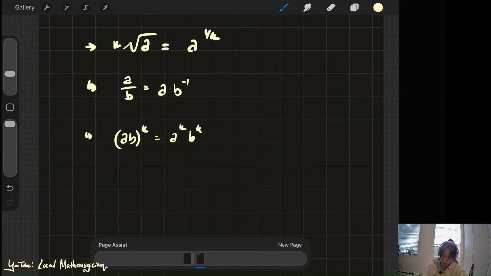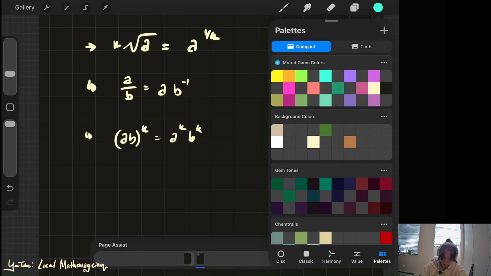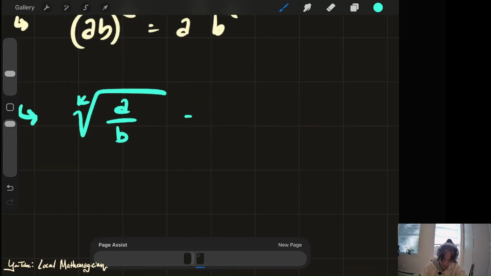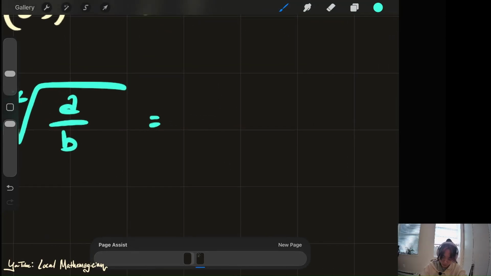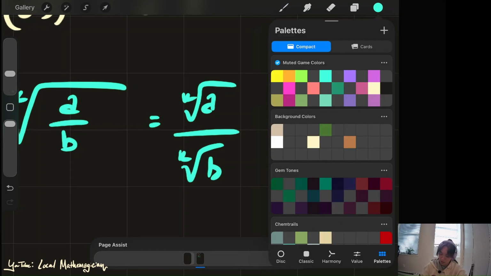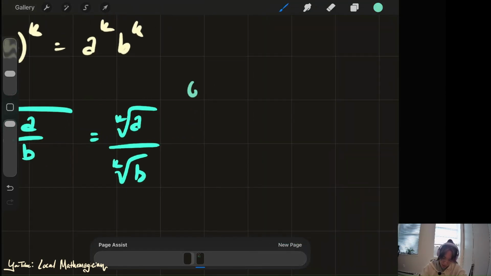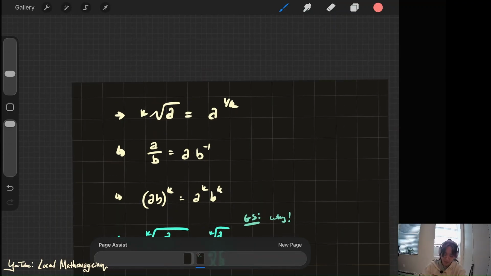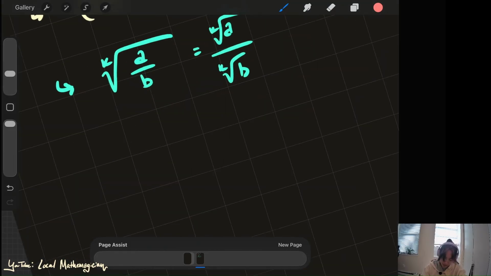Well, if we squish all of this together, we actually get the property that the kth root of a over b is equal to the kth root of a over the kth root of b. And for Gradescope purposes, I want you to show why. I just want you guys to know how to do this, but I'm going to show you how to do it as well. So if you're paying attention, great. All right, here's how I would prove this, okay?